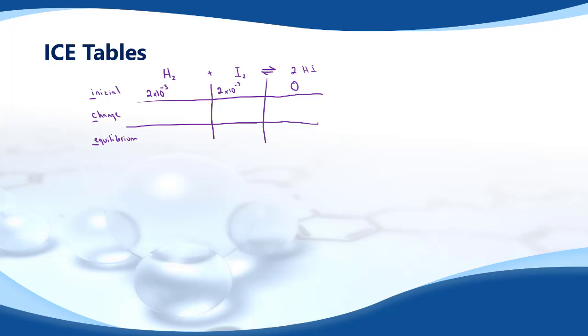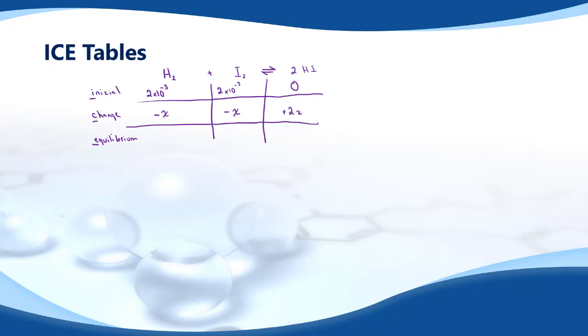Now the thing is, we don't know what the change is, do we? If we don't know, we're just going to use a variable, so I'm going to call it X. We're going to lose some amount of hydrogen. The reaction is going to go in the forward direction because right now that's the only direction it can go in. So we're going to lose some amount X. Similarly, I2, it's a 1-to-1 ratio, so we're going to lose X from I2. And for HI, we're going to gain twice as much, so we're going to gain 2X.